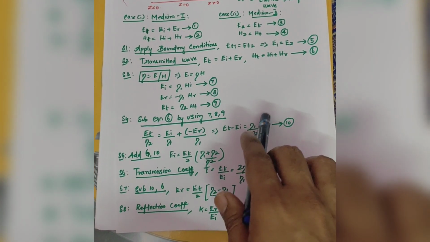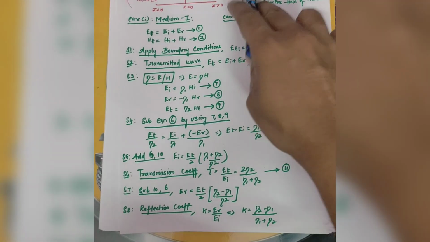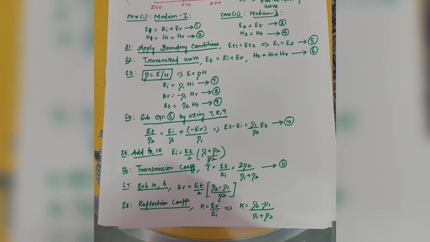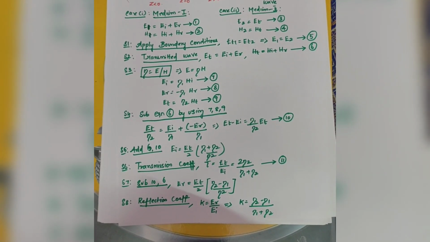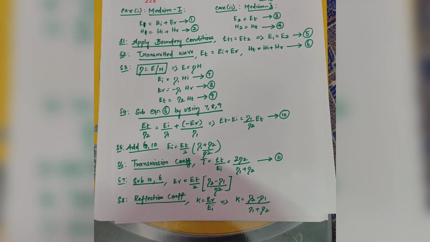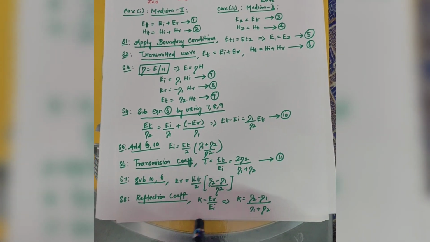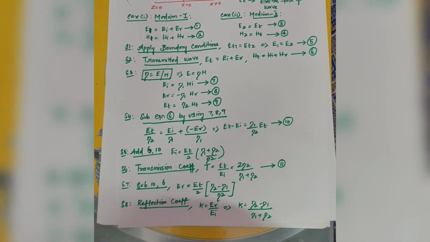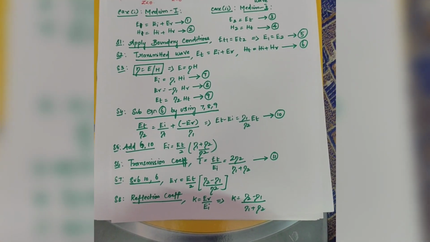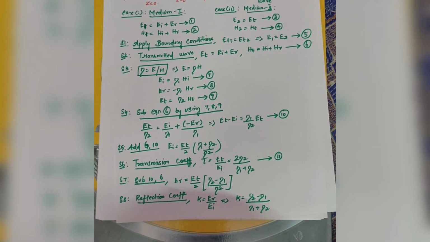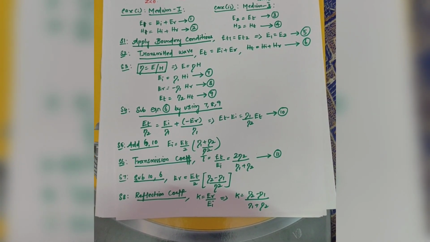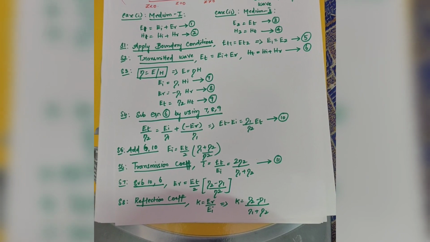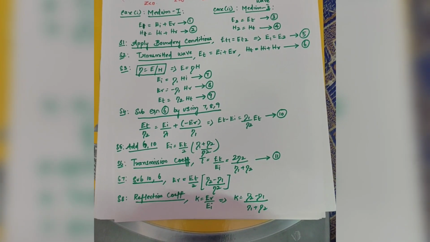This topic belongs to important 13 mark and 15 mark questions you can expect in Part B as well as Part C. Apart from this, you have a 2 mark problem based on the transmission coefficient as well as the reflection coefficient. Especially they will ask the 2 mark definition also. What is meant by reflection coefficient? What is meant by transmission coefficient? The symbol is tau, the symbol is k. The k indicates Er by Ei, the tau indicates Et by Ei.